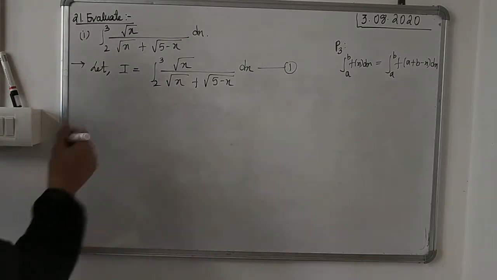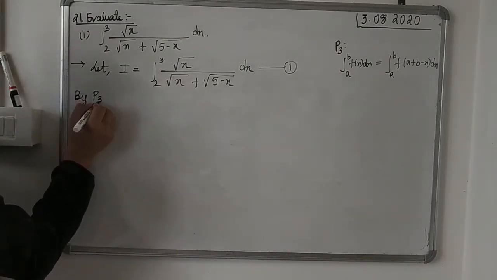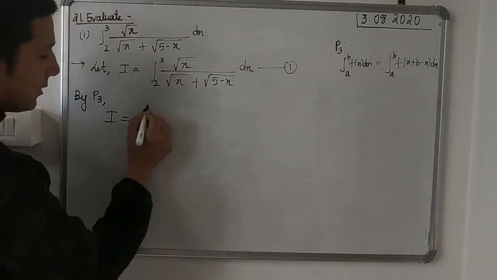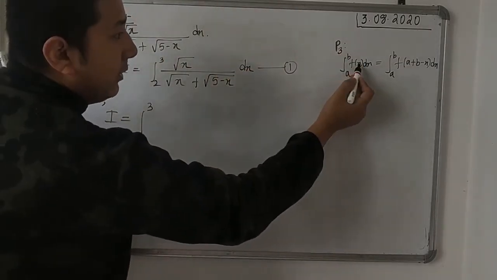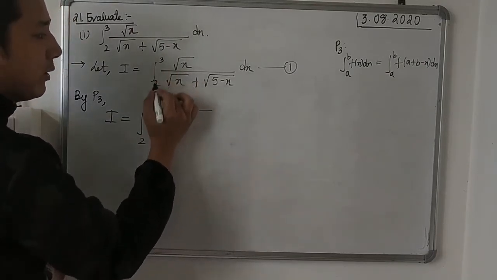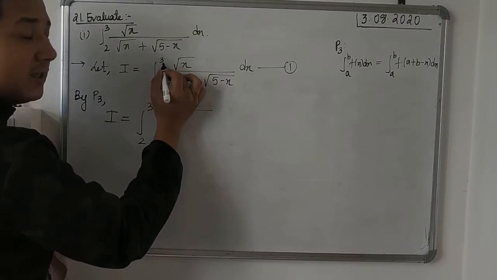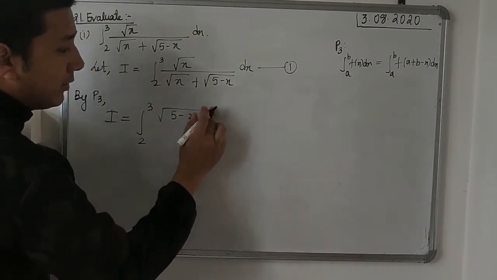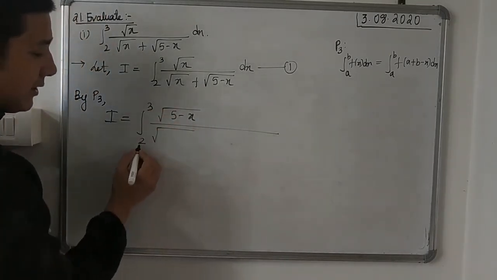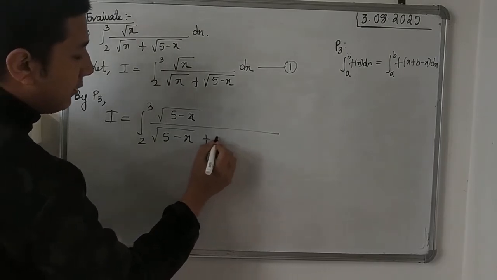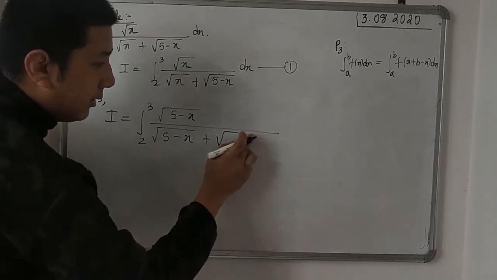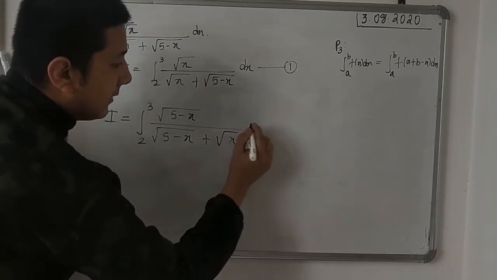Now we'll use property number 3. By property 3, the limits remain the same, so 2 to 3 remains as 2 to 3, but wherever it is x, it will be the sum of the limits minus x. What is the sum of limits? 2 plus 3, that is 5, so 5 minus x. I hope you're getting this. Similarly, wherever it is x, it will be the sum of the limits, 2 plus 3, 5, so 5 minus x, and wherever it is x, it is 5 minus x. So minus 5 plus 5 gets cancelled out, so hence it will only be x, and then dx.